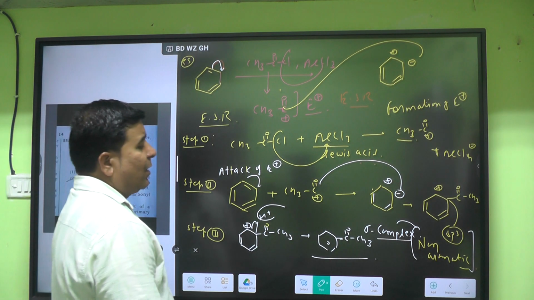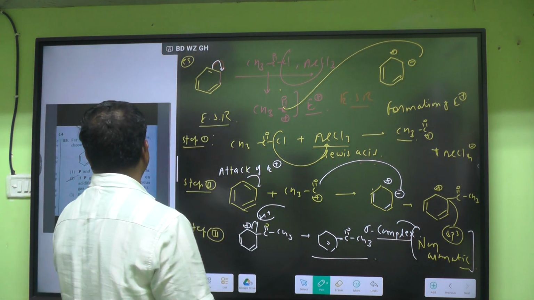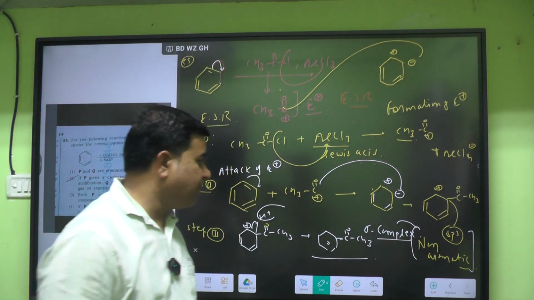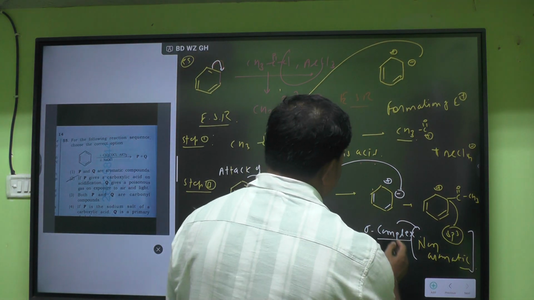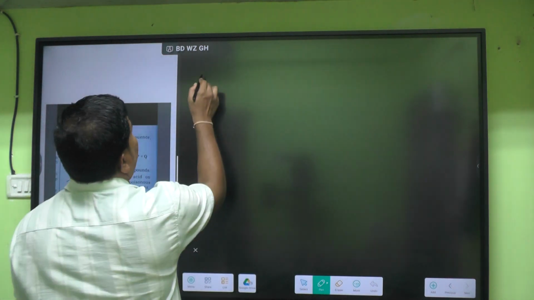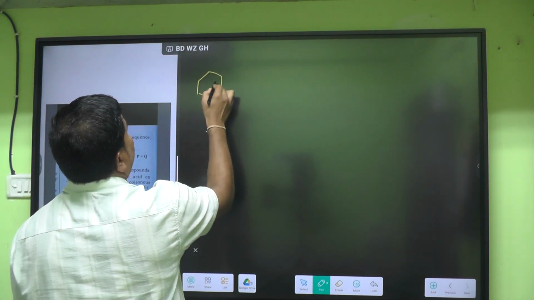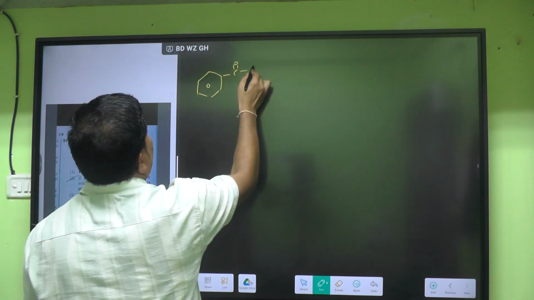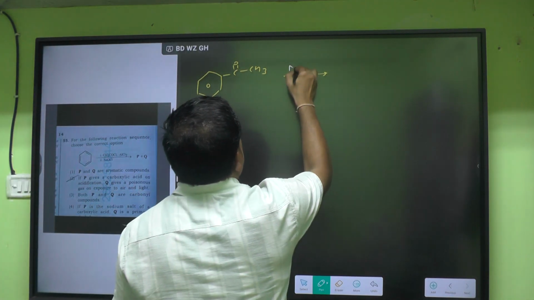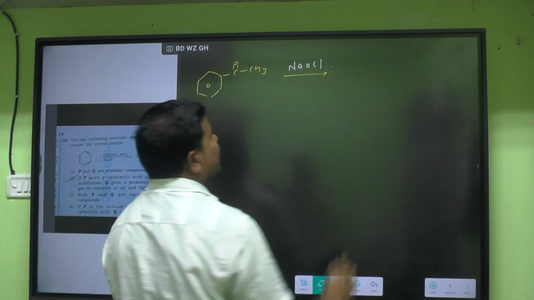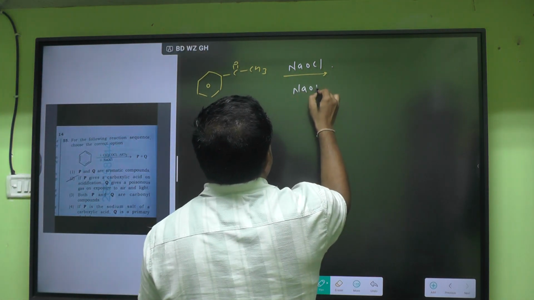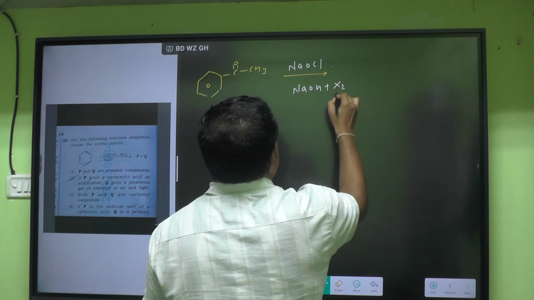So what is the final product? Acetophenone. Okay. Now this reacts with NaOCl, sodium hypochlorite. Now this is the final product after the reaction. Okay, CH3. Now it reacts with NaOCl. What is NaOCl? Base plus halogen. Everyone knows base NaOH plus X2, and here X2 is Cl2.